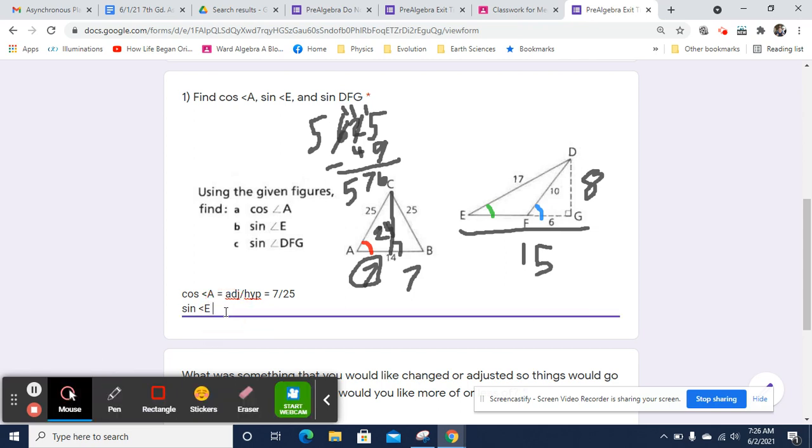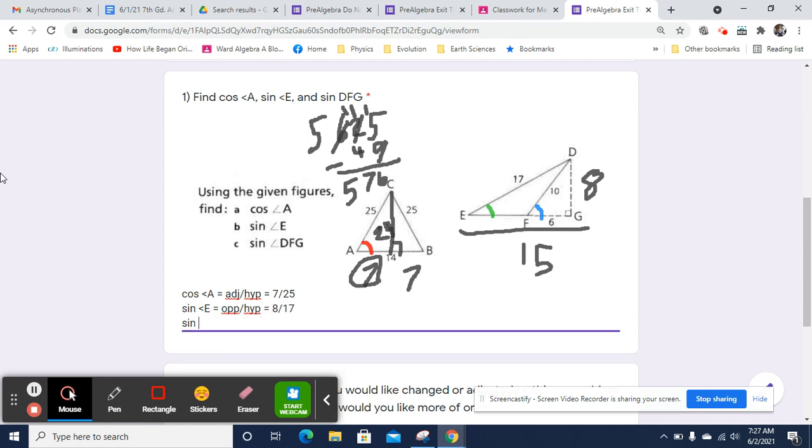Okay, so that's going to equal, sine of E will be 8 over 17. That's opposite over hypotenuse. Okay, and then the sine of angle DFG is going to equal, so this is angle DFG, so we just need 8, the opposite over the hypotenuse, 8 over 10. Okay, and 8 over 10 we can reduce to 4 over 5.